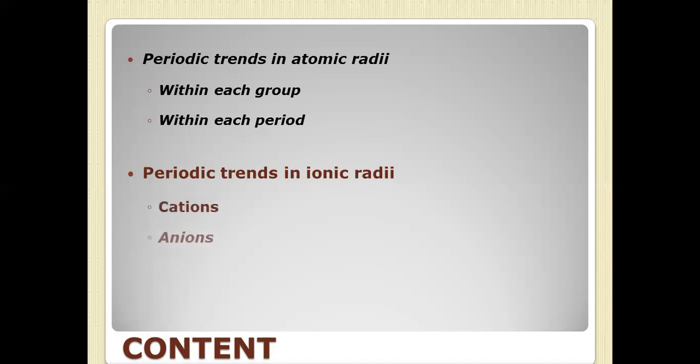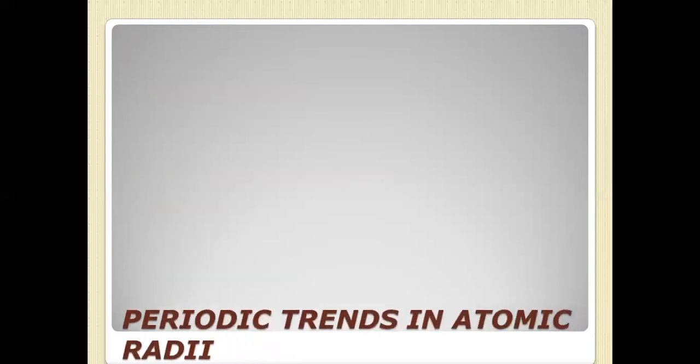Here we are going to speak about cations, anions, and there is another word called isoelectronic ions. This word should be new; we will study it later. The first thing we are going to speak about is the periodic trends in atomic radii.